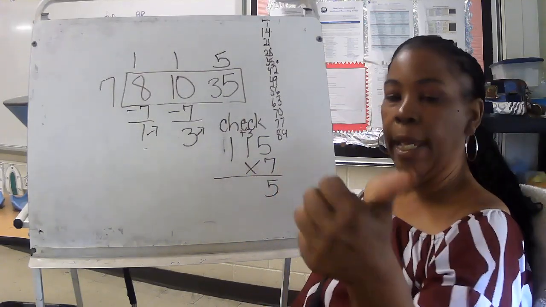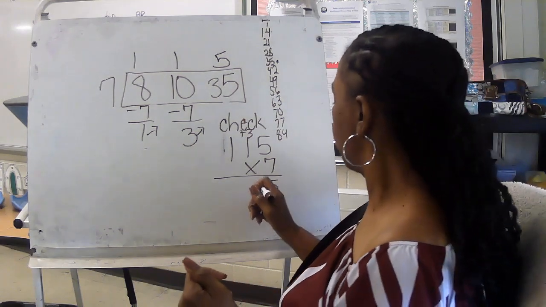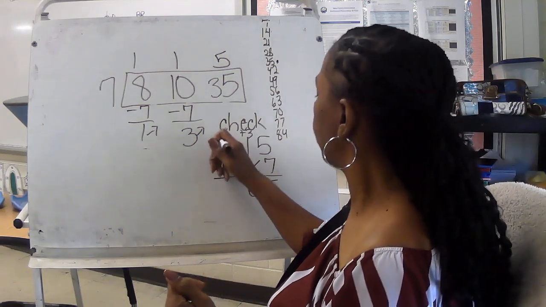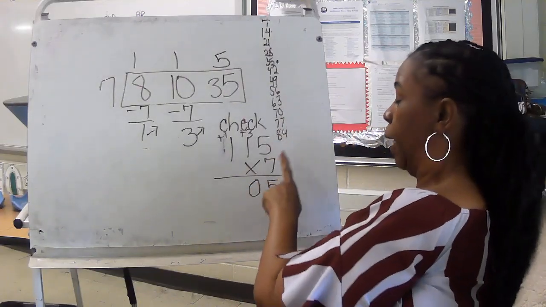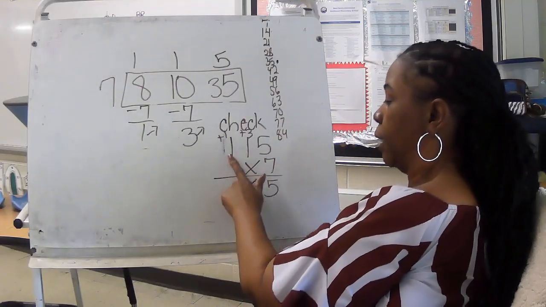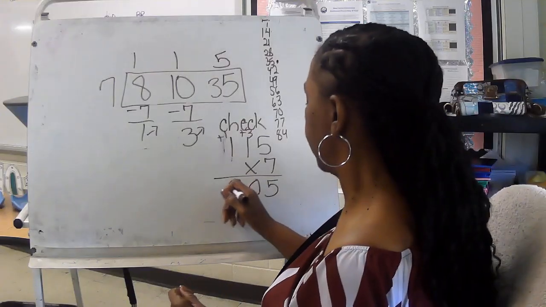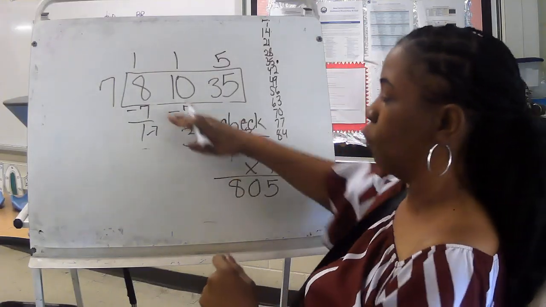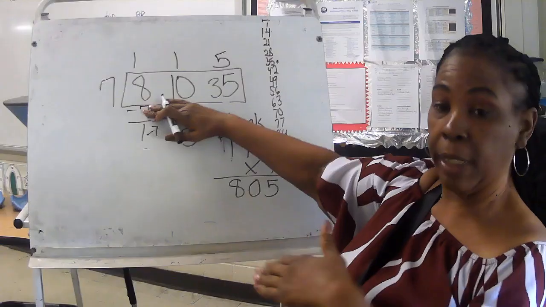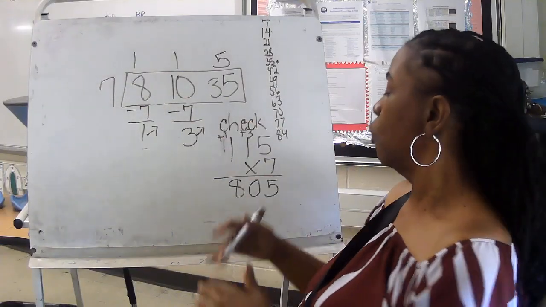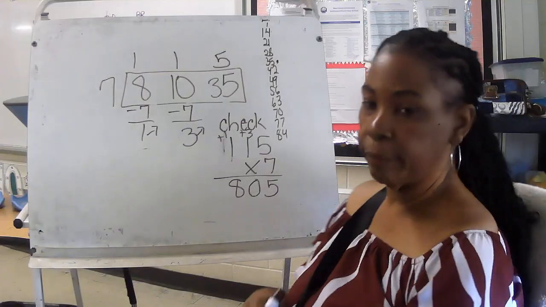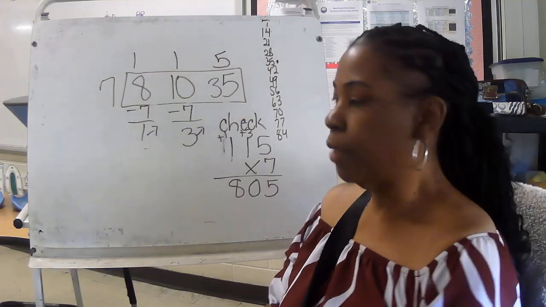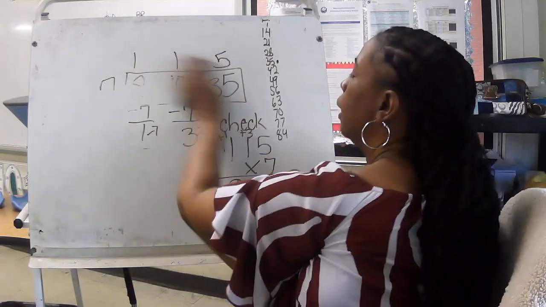So 7, 8, 9, 10. So 0 here. Plus 1 goes over here with the 100 spot. So we're going to multiply before we add. 7 times 1 is 7. Plus 1 is 8. 805, that's what we had in the beginning in our dividend inside of our area box. So that lets us know that 115 as our quotient is correct. Okay? And so that's our practice with division.